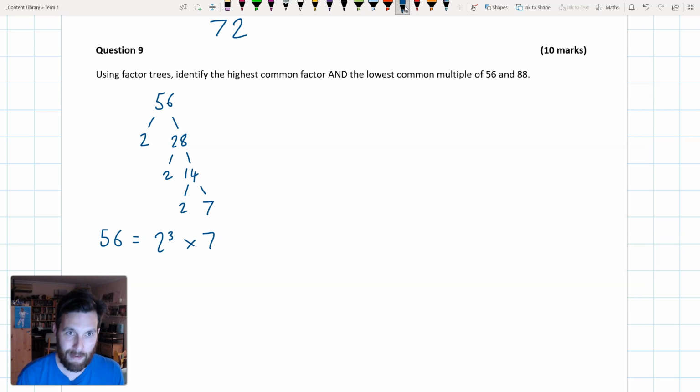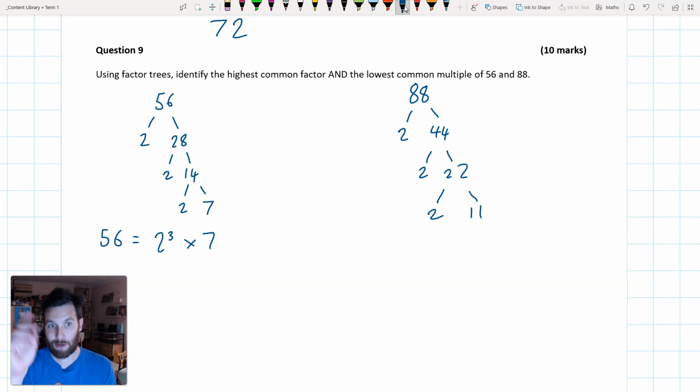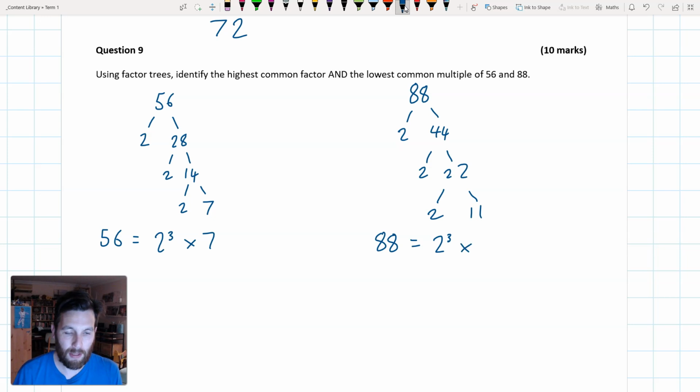Right, now I'll do my factor tree for 88. I'll divide by 2, why not? 2 times 44 is 88, divided by 2 again. 2 times 22 is 44, divided by 2 again. 2 times 11. And now I can't go any further because I've got all primes just there. And I can write 88 is made using the product of 2 to the power 3 and multiplying that by 11.